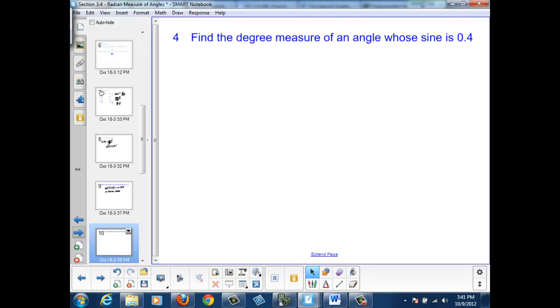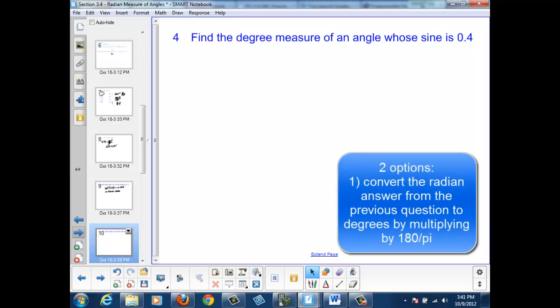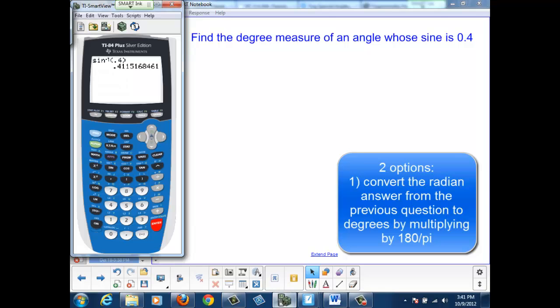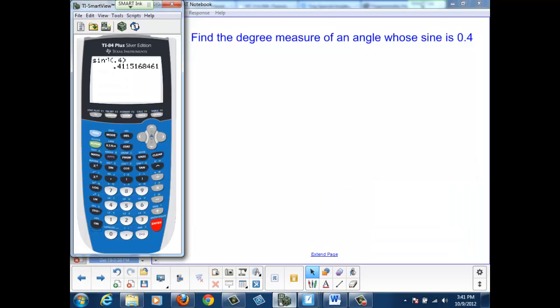Find the degree measure of an angle whose sine is 0.4. Now I have two options. I've already found the radian measure, so I could convert the radian measure to degrees. I can take that radian measure and convert it to degrees, which would mean multiplying by 180 and then dividing by pi. And we get a little bit more than 23.578 degrees.